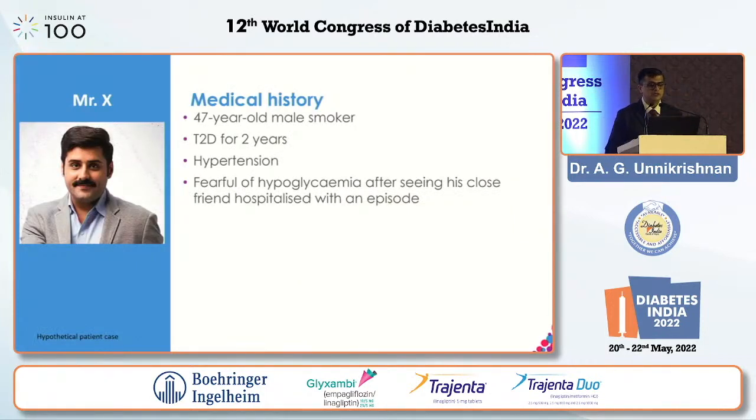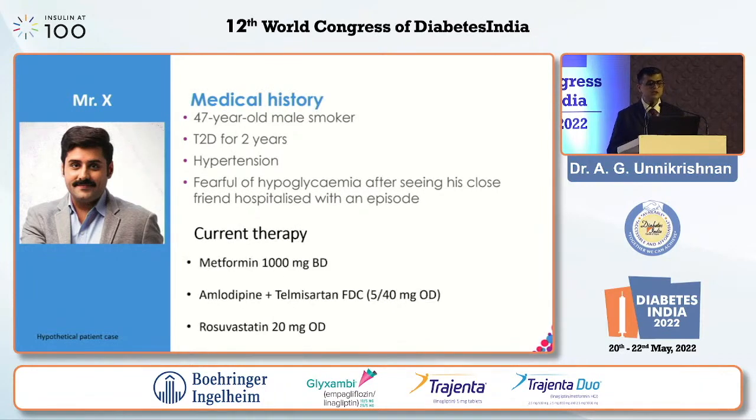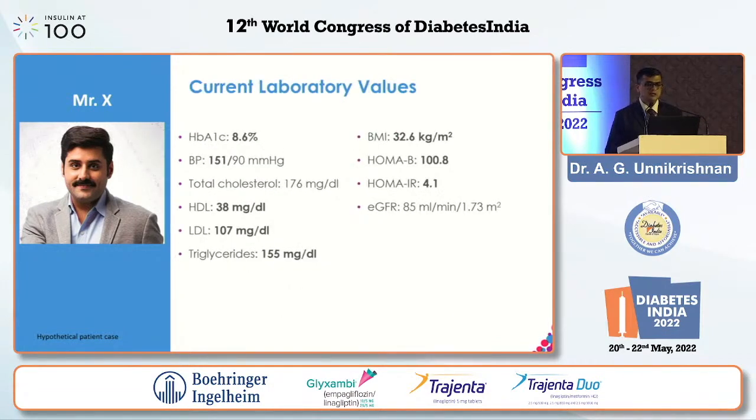This is a 47-year-old male smoker, type 2 diabetes for 2 years. It is a case for discussion, and he is also hypertensive and is fearful of hypoglycemia. He is on metformin 1000 milligrams twice a day, amlodipine, telmisartan, rosuvastatin. On metformin 1000 milligrams twice a day, his HbA1c is 8.6%. As you can see, he is obese. His total cholesterol is 176. The LDL can be a little better. As you can see, the LDL is 107 and his eGFR is 85.